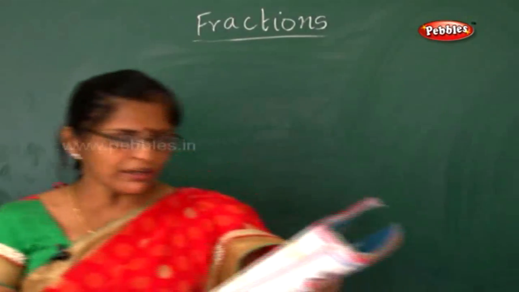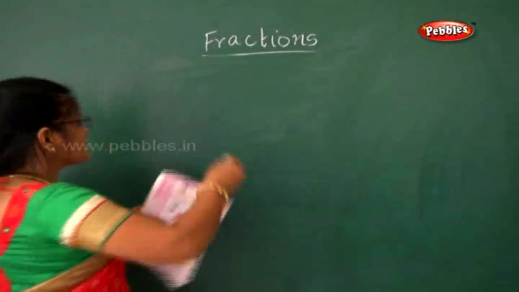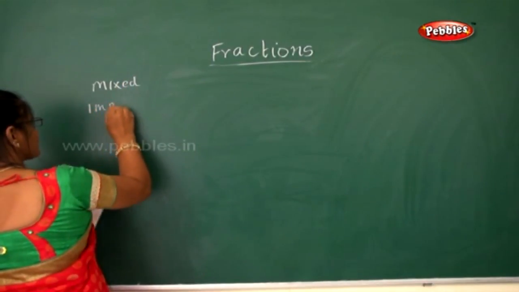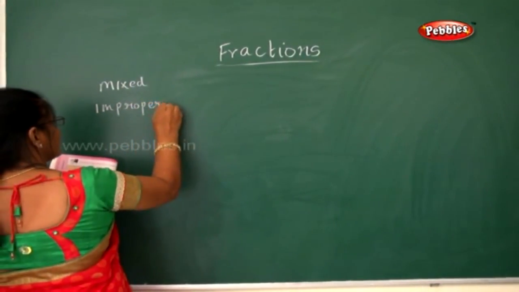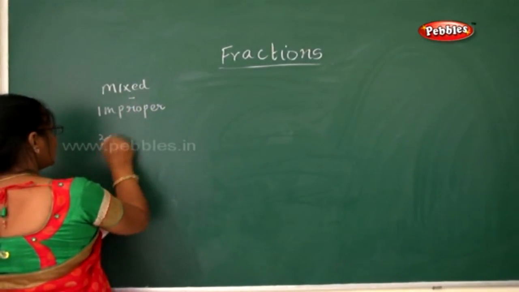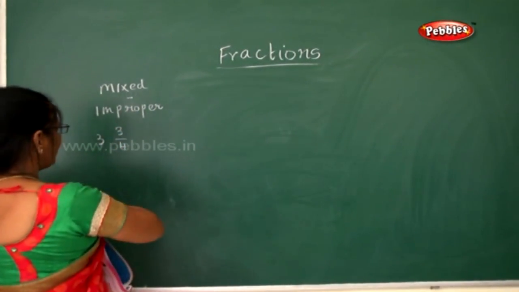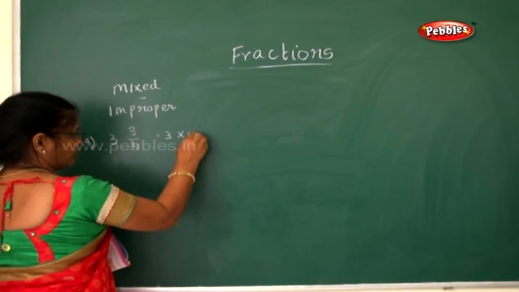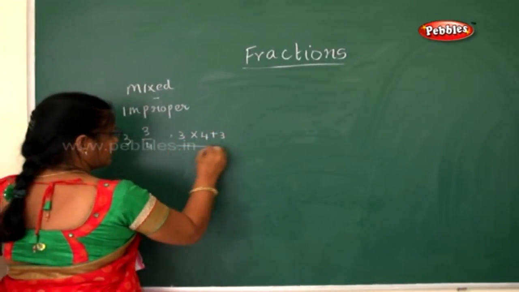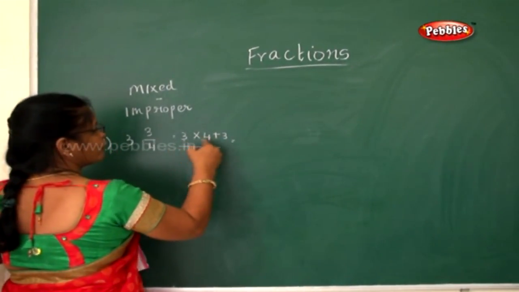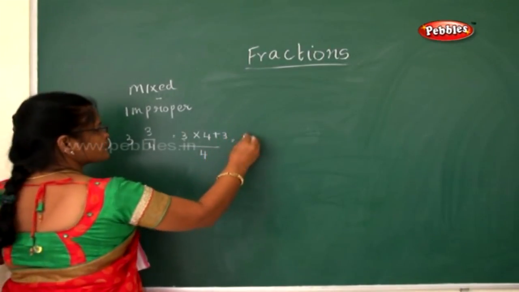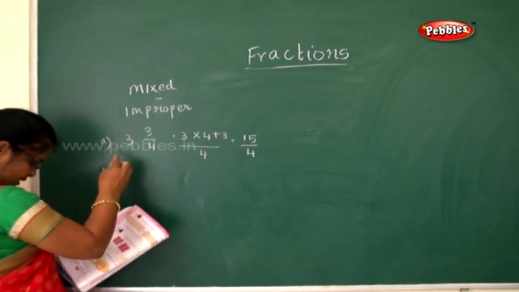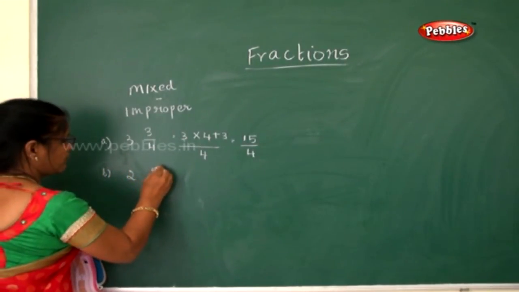See the next one, try this. Change the mixed fraction into improper fraction. 3 3 by 4. Now how will you do this? 3 into 4 plus 3 by 4. 3 into 4 is 12. 12 plus 3 is 15. So 15 by 4.